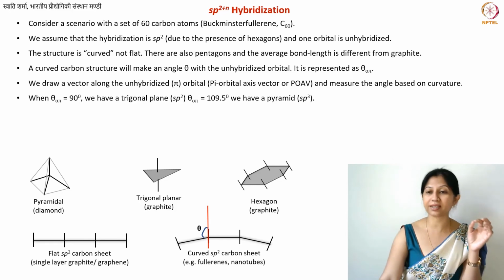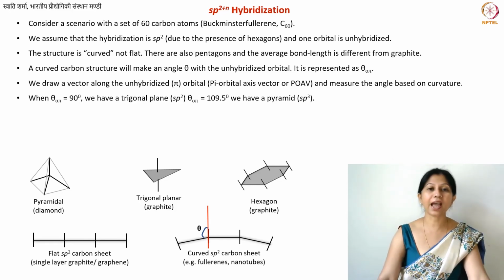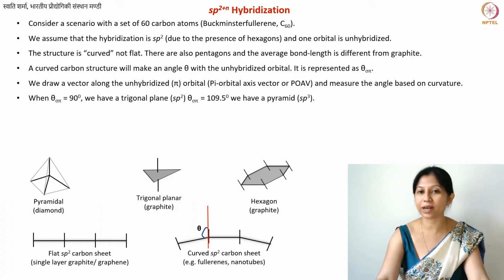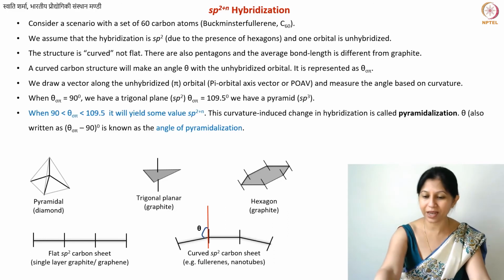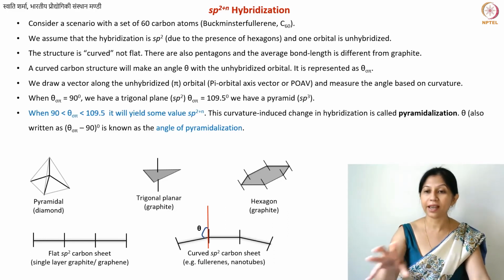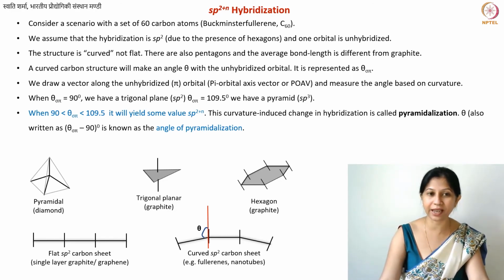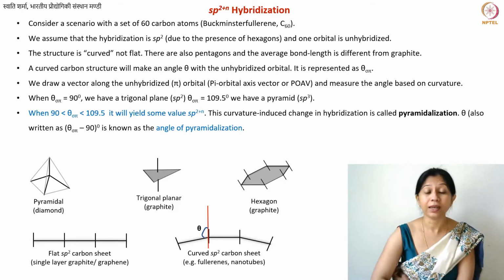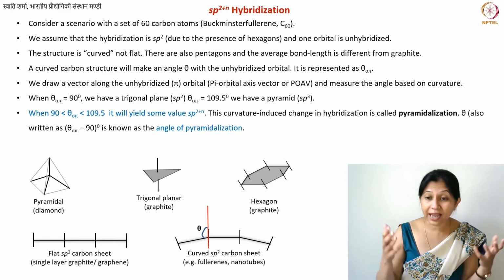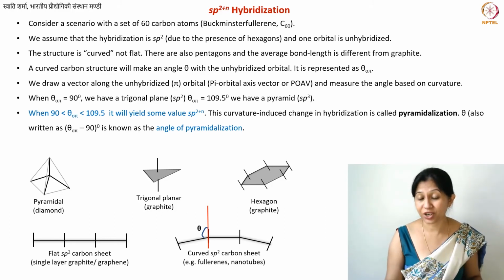So this theta sigma pi will be 90 in the case of graphite, and it is going to be 109.5 in the case of pyramid shaped structure, or in the case of sp3 hybridization. And of course, in the case of anything which has sp2+n type hybridization, the hybridization between sp2 and sp3, your angle is going to be between sp2 and sp3. This angle is known as the angle of pyramidalization.